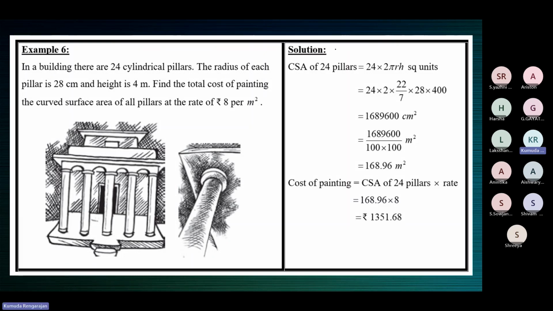So how do we work it like this? Here the radius is 28 centimeters, and the height is 4 meters, which is 400 centimeters. When you substitute the values in a formula, all the values must be substituted in the same unit. You cannot substitute radius in centimeter and height in meters. So we need to come to some conclusion: either have radius and height both in centimeter or both in meter. Anything is fine.